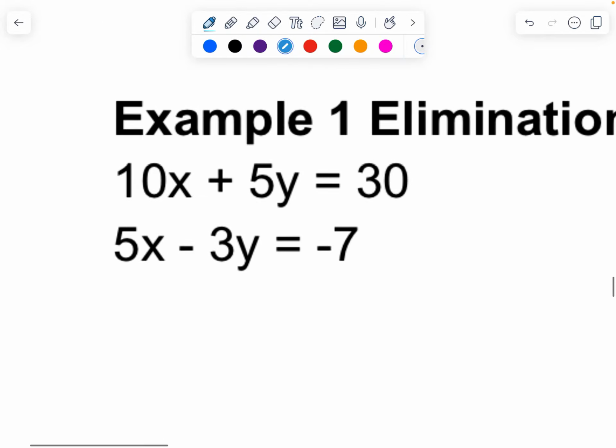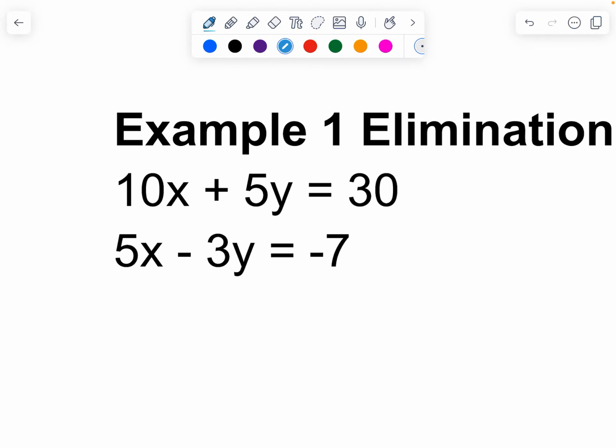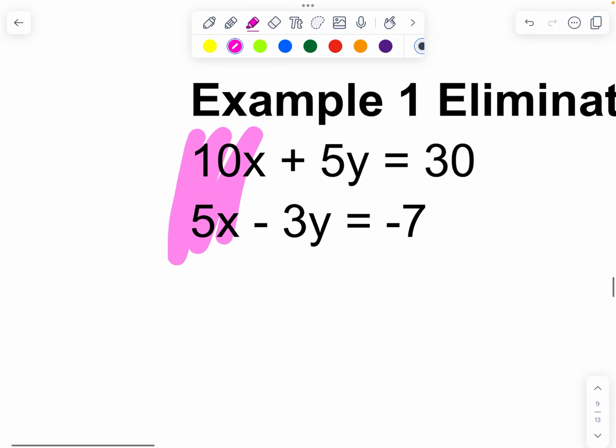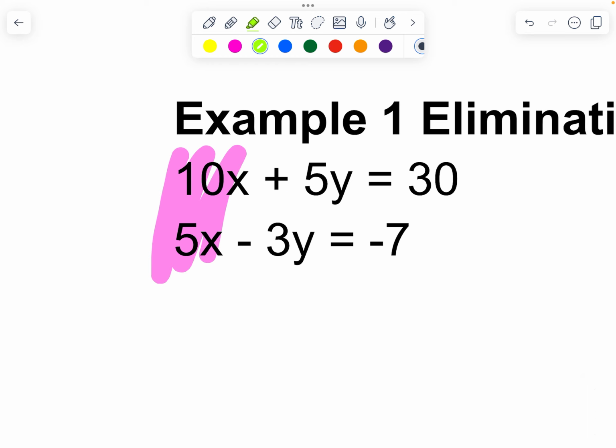Okay? So I look at this. Now, 5 and 10, they are not opposites of each other. And 5 and negative 3 are not opposites of each other. So you have to decide, are you going to be multiplying one of the equations or two of the equations by something in order to get the coefficients opposites of each other?